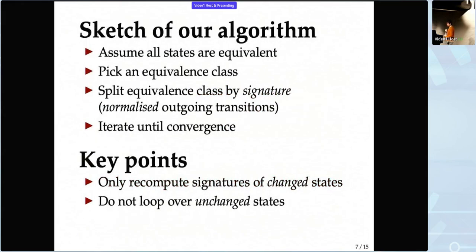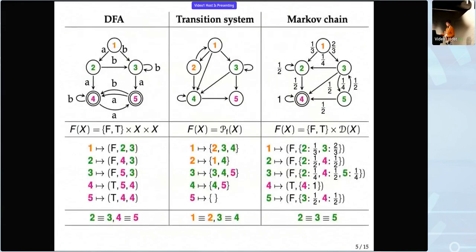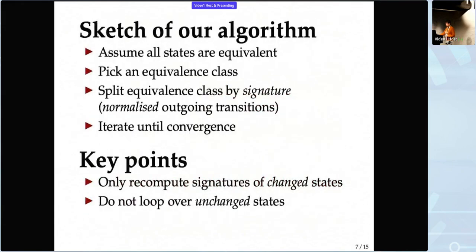So I will now sketch how our algorithm works, which is actually very simple. Initially, you assume that all states are equivalent. You pick an equivalence class. You split the equivalence class by signature, which are these things that I showed before in the table, after replacing the outgoing transitions by the current equivalence classes that you have. And that may involve some normalization, for example, removing duplicates from the set or merging 2 probabilities together. And you just iterate this until convergence.